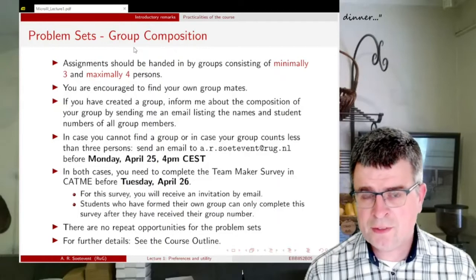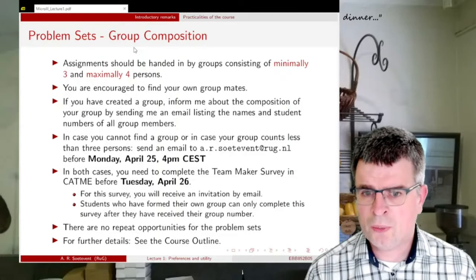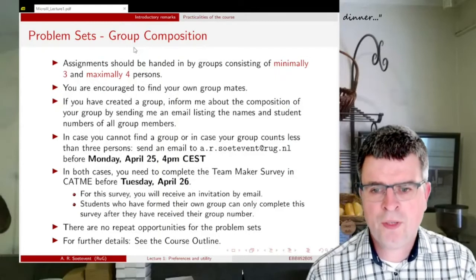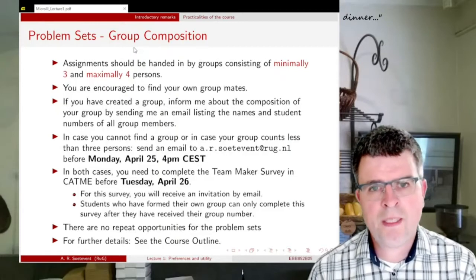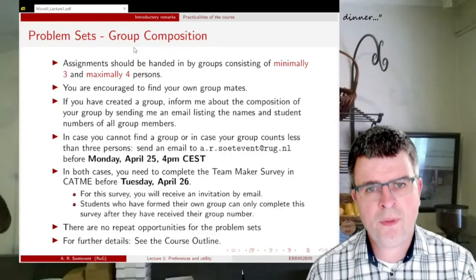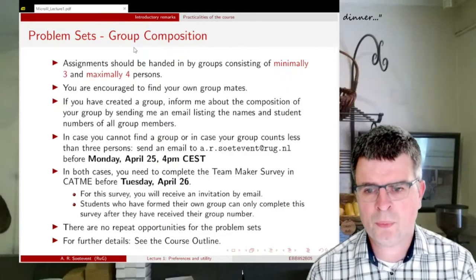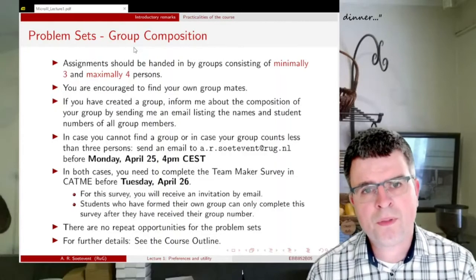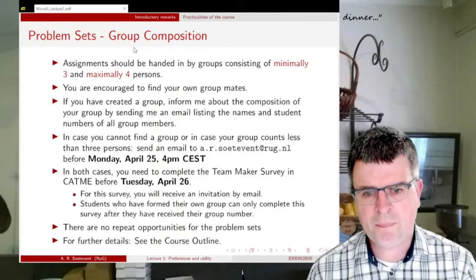In both cases, either if you find a group yourself or you are looking for group members and let me do the composition, you will need to complete a survey, the Team Maker survey in Academy, and you need to do that before Tuesday, April 26th. And in order to complete that survey, you will receive an invitation by email.